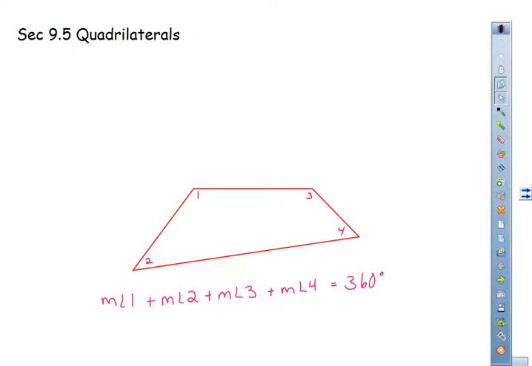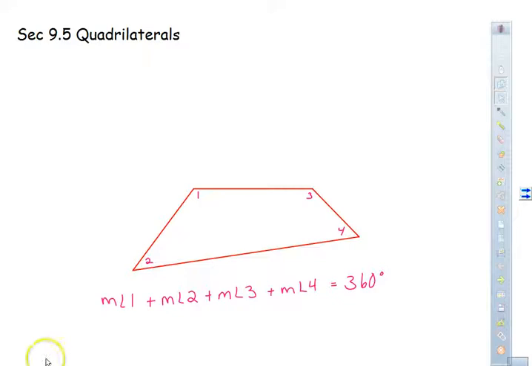This section is 9.5 quadrilaterals. What I want you to do is go ahead and copy down the shape that you see listed. Make sure you label the points 1, 2, 3, and 4, and then list what's below that. Go ahead and hit pause and let you copy that down. We'll explain further.